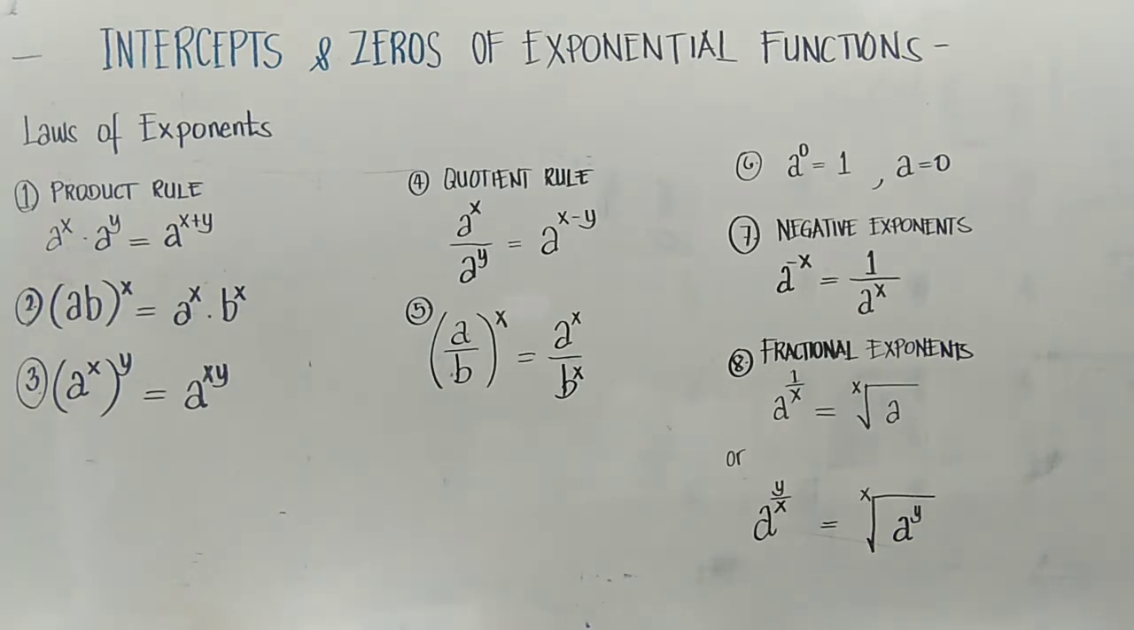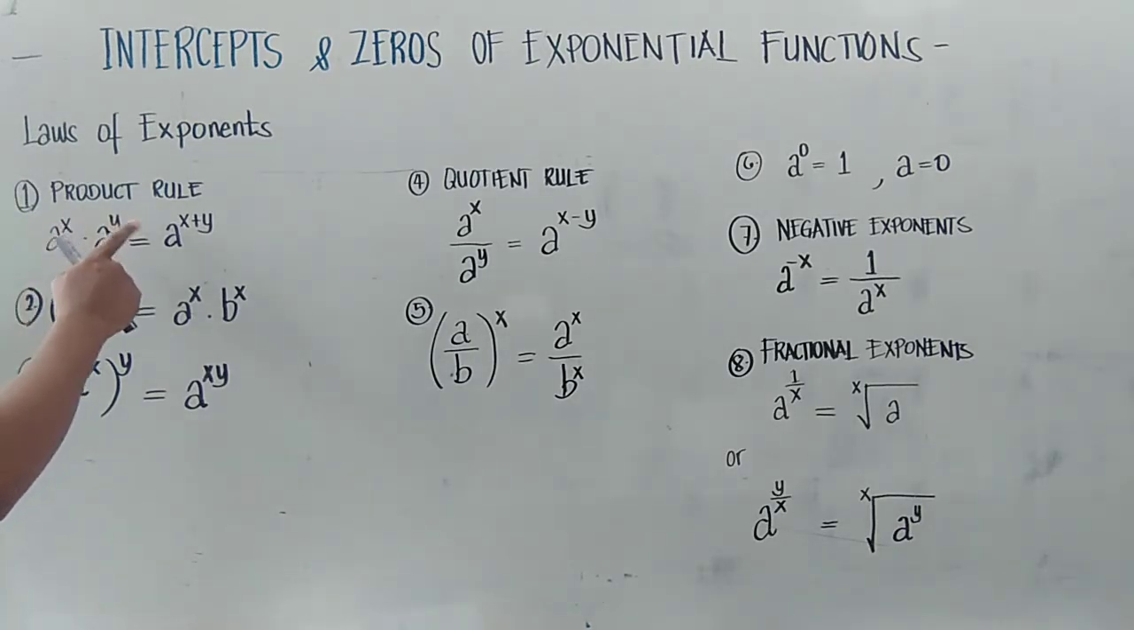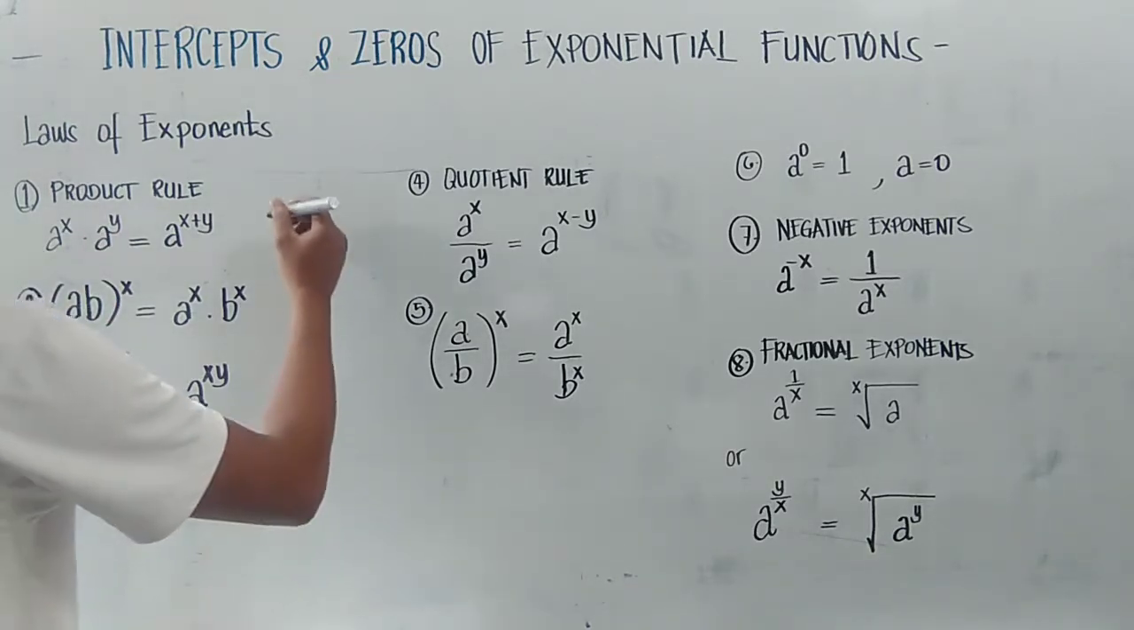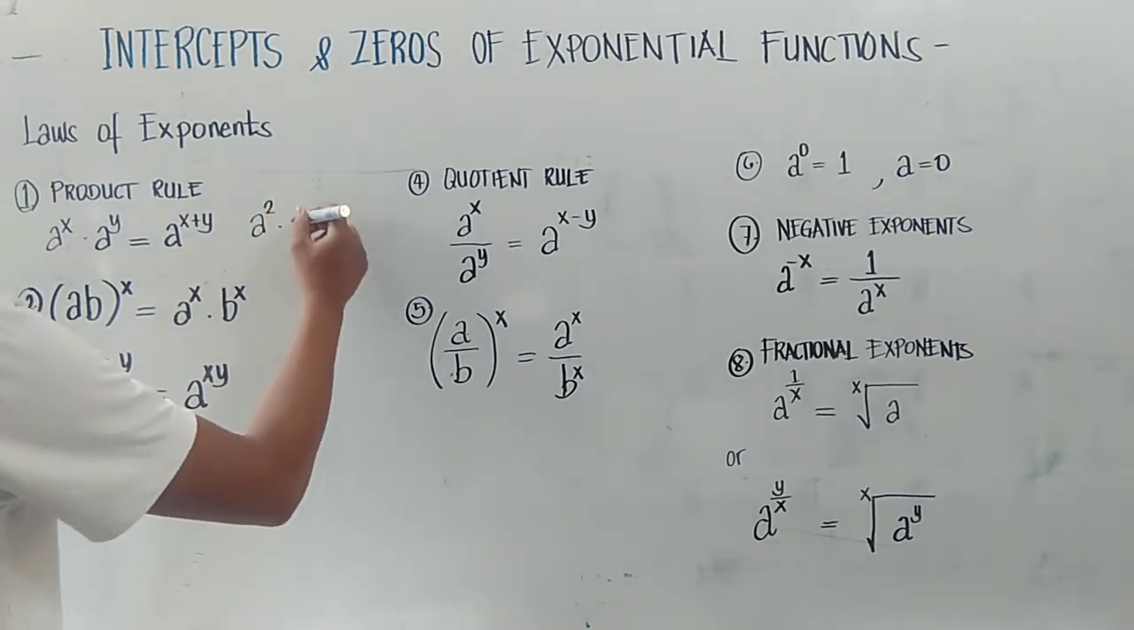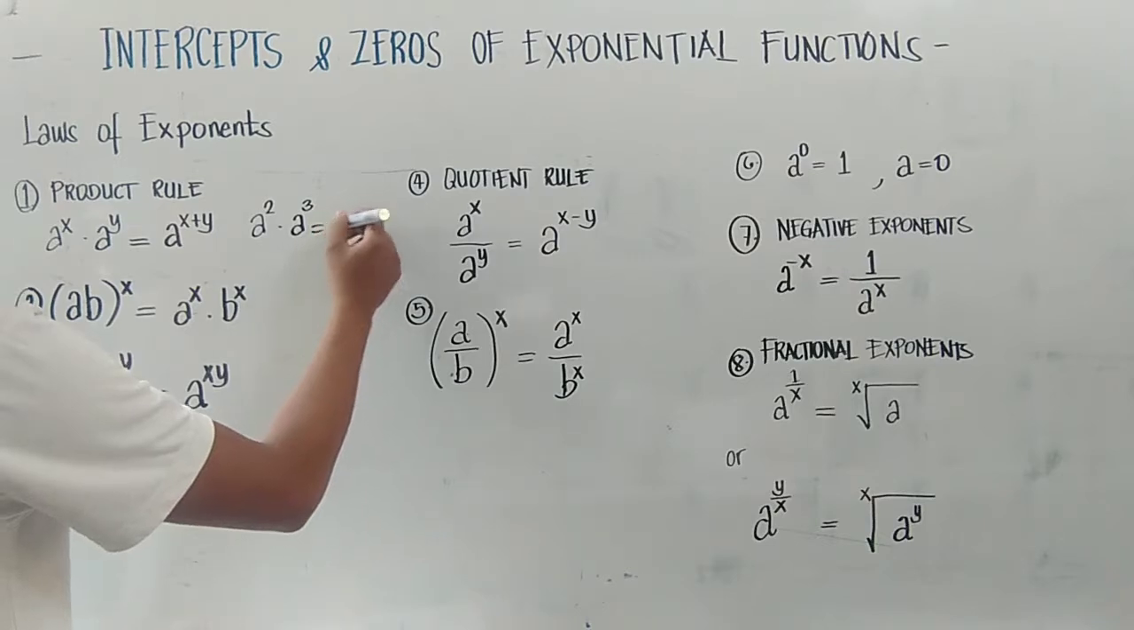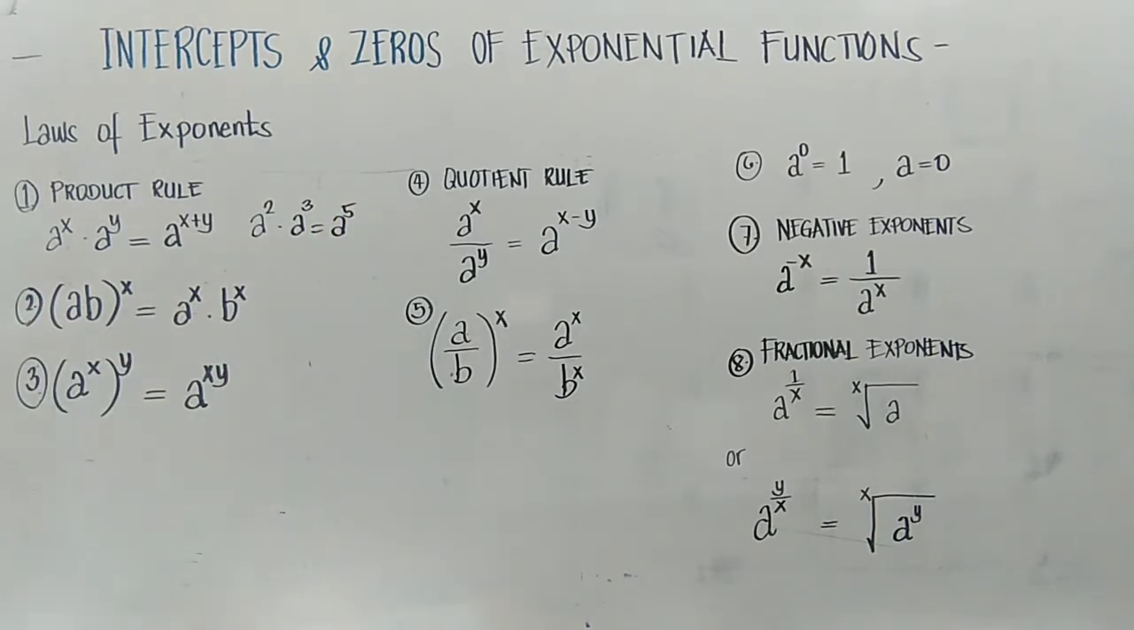We have first the product rule, where we are just multiplying quantities with different exponents but with the same base. For example, a raised to 2 times a raised to 3 is equal to a raised to 5. So if the bases of the quantities are the same, we are adding the exponents.